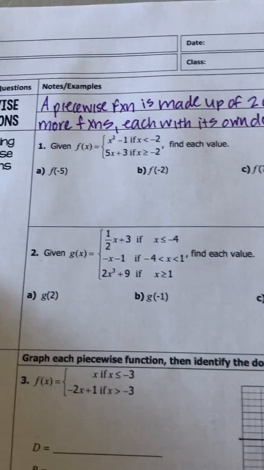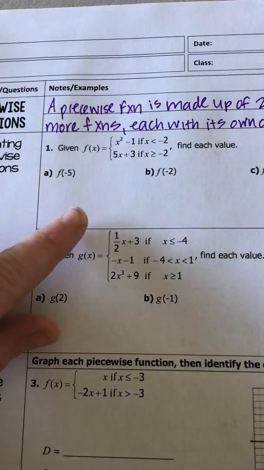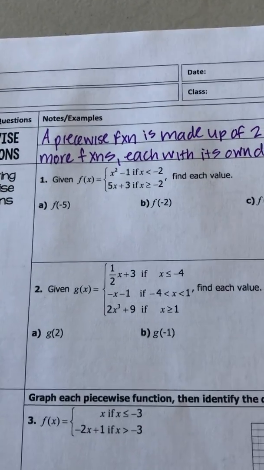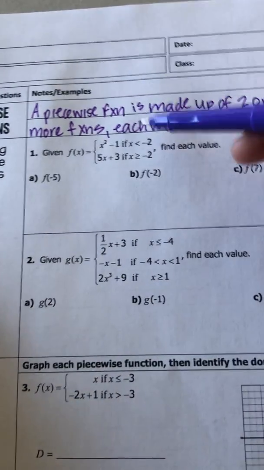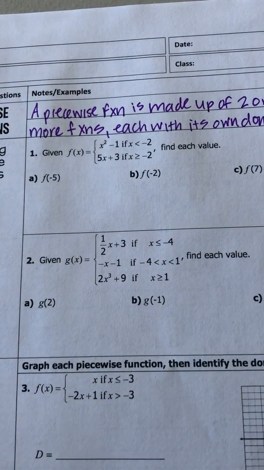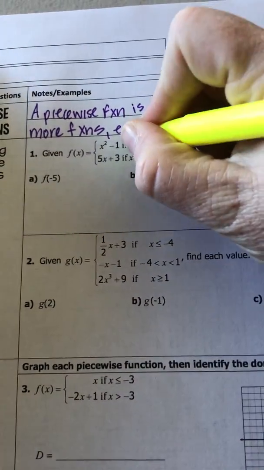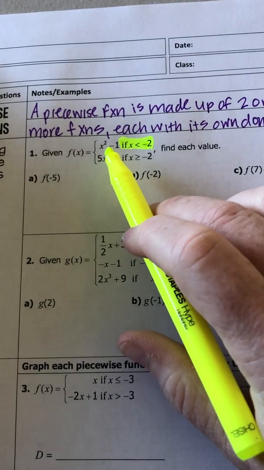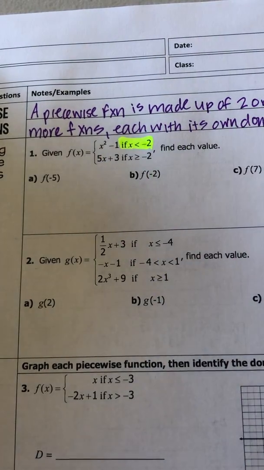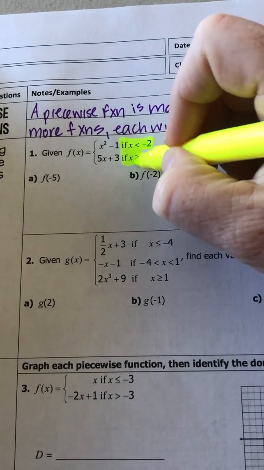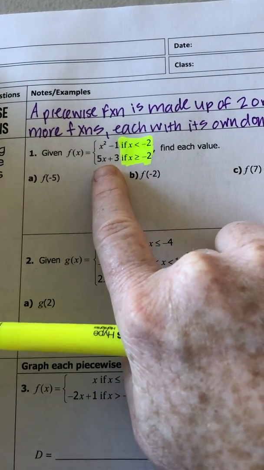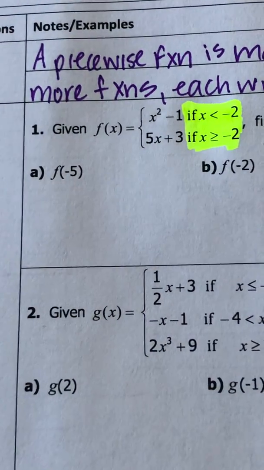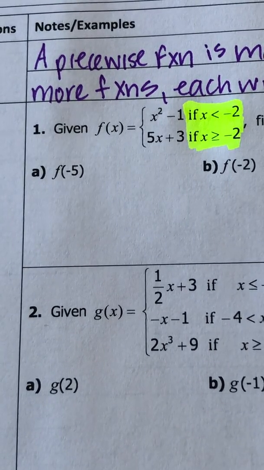And so we're going to first evaluate piecewise functions. So plug in a value for x. Okay. And if you look at the first example, we have two parts of the function. So if your x is less than -2, then the function is going to be x squared minus 1. If your x is greater than or equal to -2, then your function is going to be 5x plus 3. So when you're asked to evaluate, you need to pick the correct function based on the x you're given.